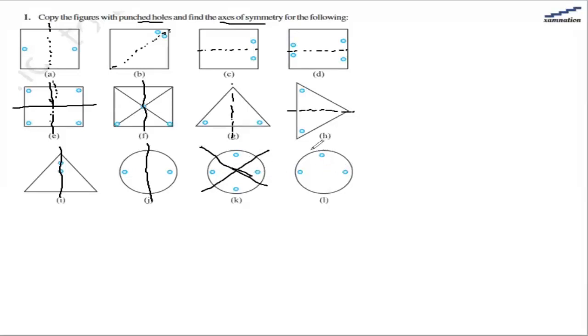In the next one, where we have three dots, we can create a vertical line, and this divides the circle into two equal symmetrical objects. So this is how we can find the axis of symmetry in different shapes.